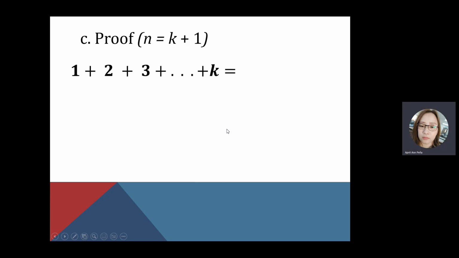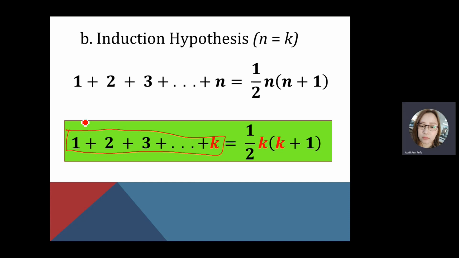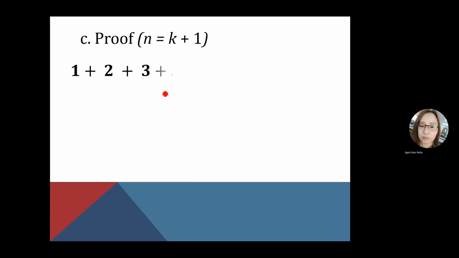The third one is proof. For the proof, you need the induction hypothesis. If you can remember, we have 1 plus 2 plus 3 plus up to k, which is the left side of the induction hypothesis. So you're going to copy it. After you copy the left side, you'll copy this portion for the proof. So after you copy it, it is here.